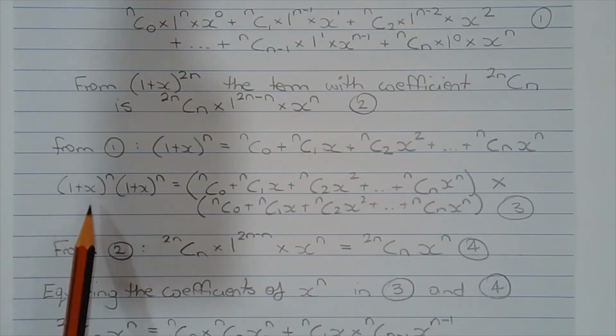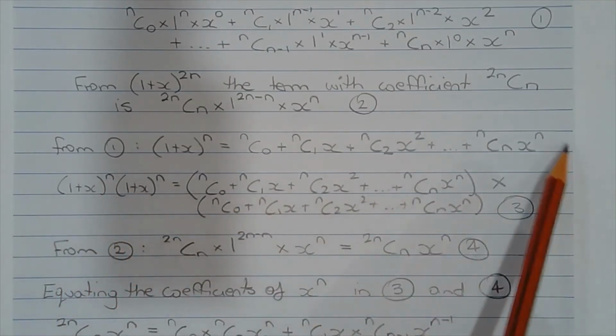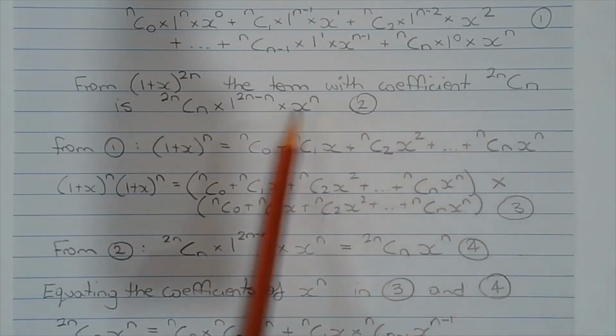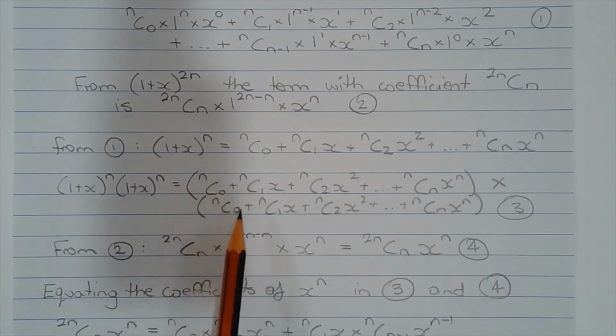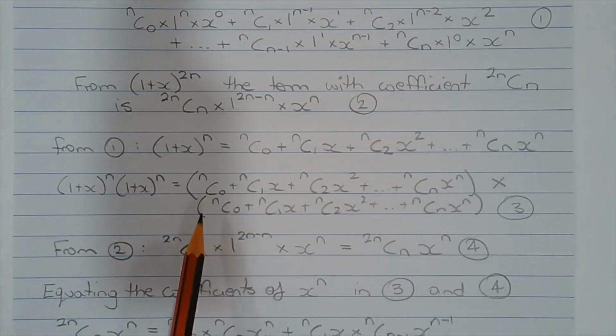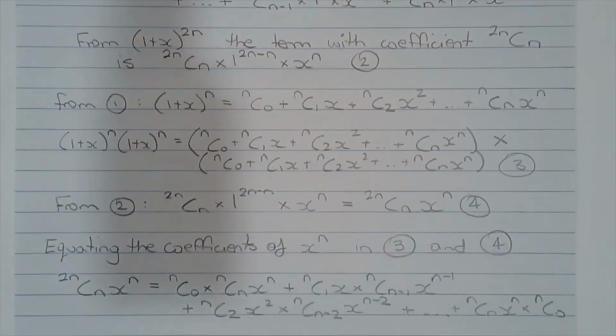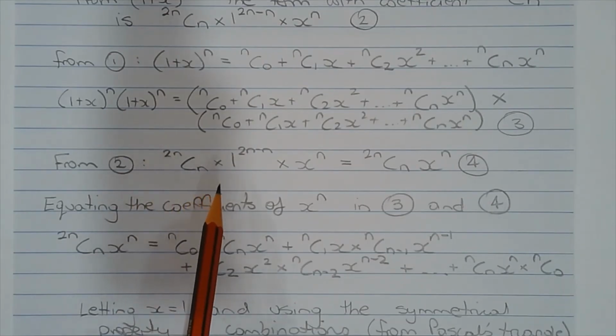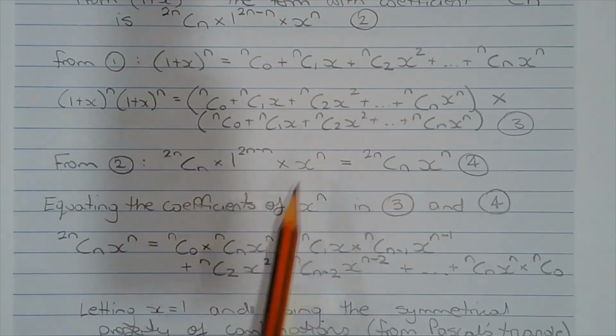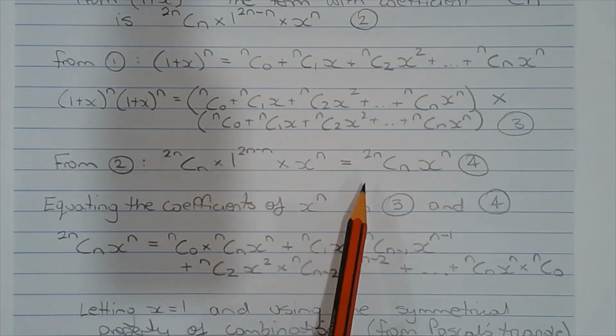Now 1 plus x to the power of n multiplied by 1 plus x to the power of n is really just this right hand side here multiplied to itself. And I've shown that here in 2 brackets, so I've had to split that over 2 lines. Now it's n choose 0 plus n choose 1 x plus n choose 2 x squared plus dot, dot, dot, and so on, multiplied by itself. I'll call that equation number 3. Now from 2n choose n multiplied by 1 to the power of 2n minus n multiplied by x to the power of n, the 1 disappears, and that equals 2n choose n x to the power of n. We'll call that equation number 4.